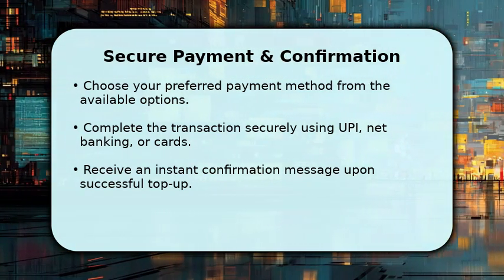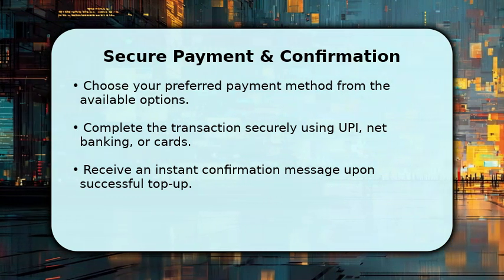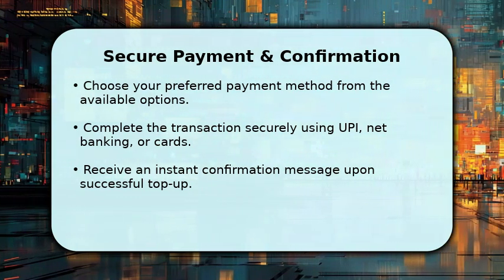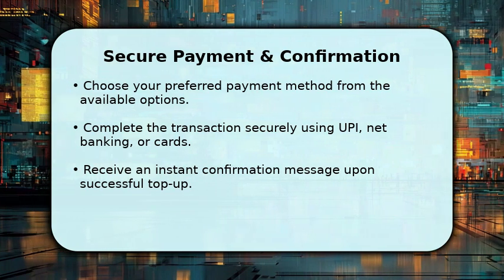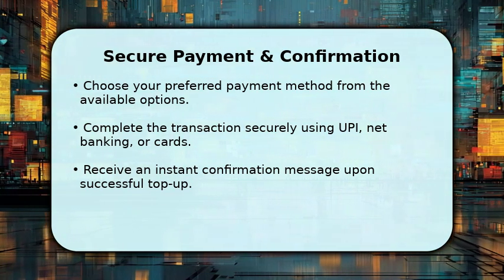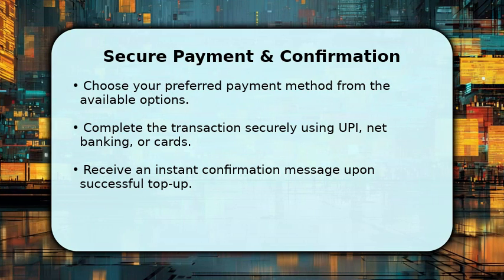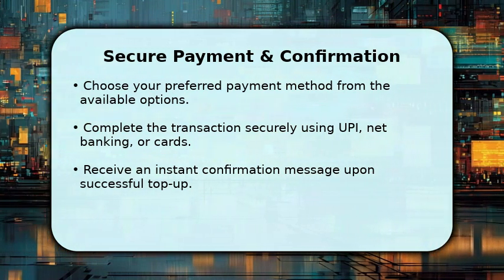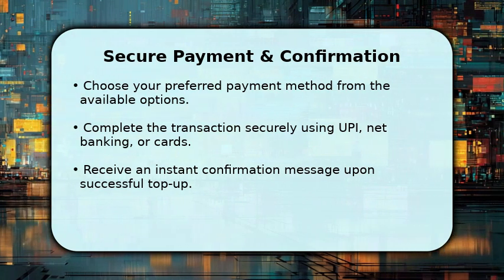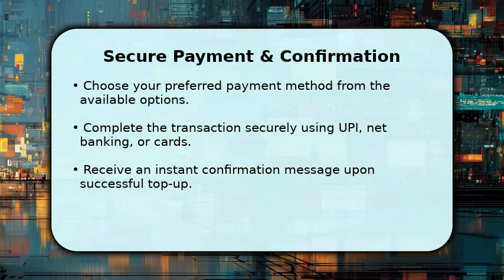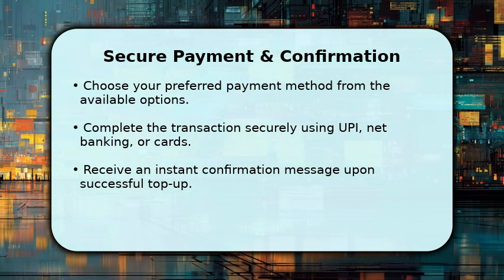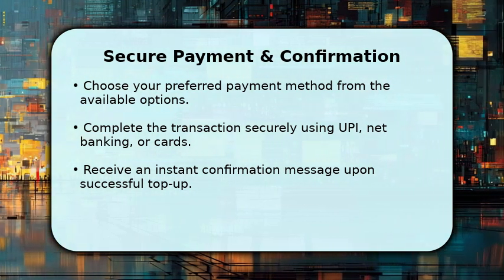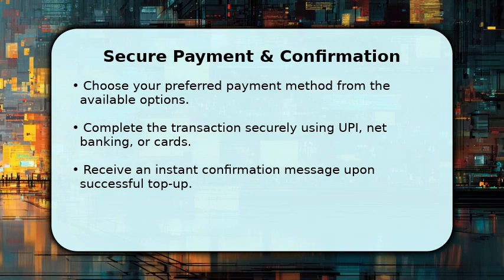You can choose from several convenient options, including Unified Payments Interface, commonly known as UPI, net banking, or various debit and credit cards. Once your transaction is successful, you will receive an immediate confirmation message on your registered mobile number. It is always a good practice to then check your updated balance or plan details within the My Jio application to ensure everything is correctly applied.